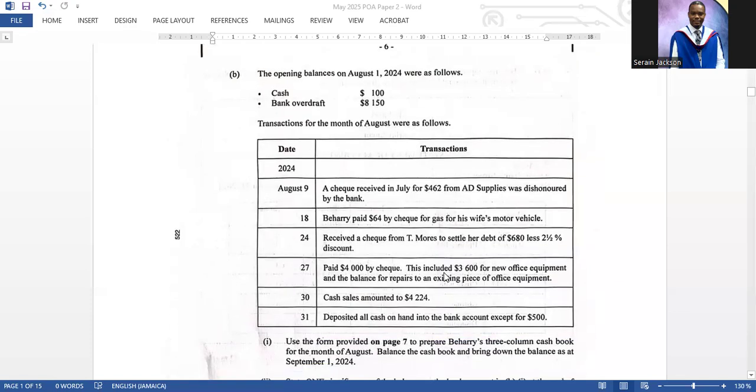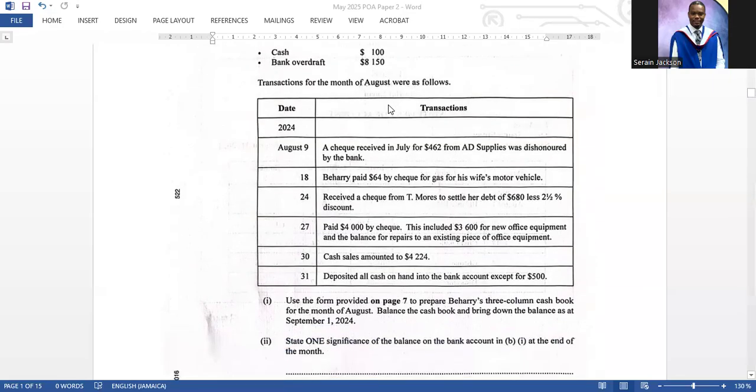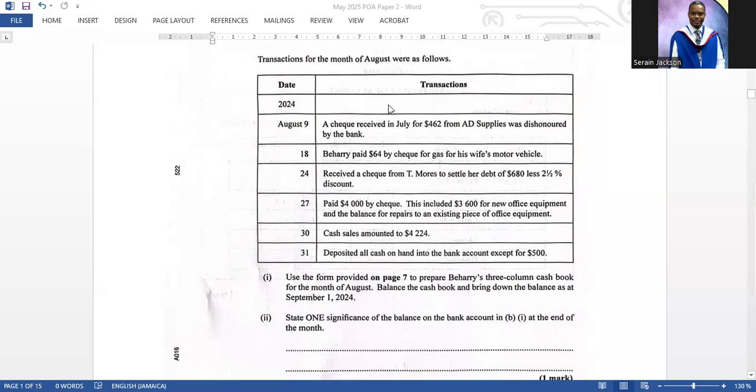So it's a cash book question that has a bank overdraft, right? So my students would have known how to deal with a bank overdraft, right? This is not a paper where I'll do the paper. This is not that type of video. I'm going to give you my reaction.